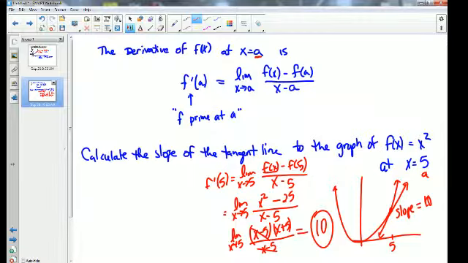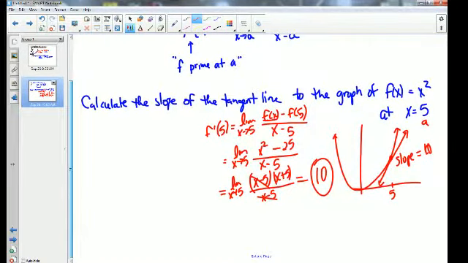Wait, back up. Why was the answer 10? Because then you plug it in. But we never checked for the 0 over 0 thing. Yeah, we did. We said plug it in. Plug and chug. I said it, I didn't write it down.